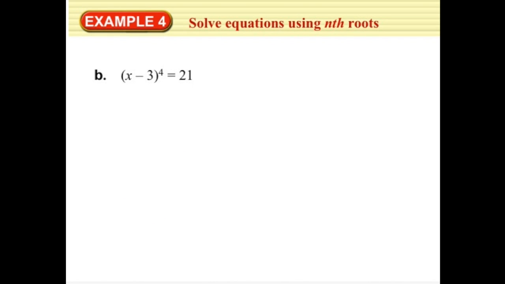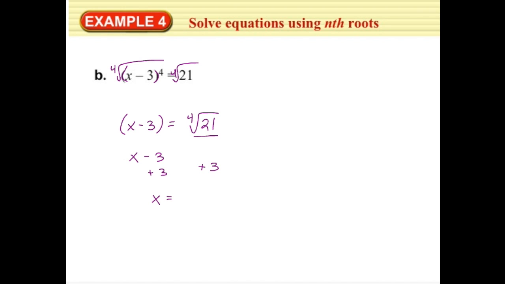Similar scenario, part B, because I have these parentheses, first I need to take the 4th root of both sides. So the 4th root is x minus 3 equals the 4th root of 21. I'm not sure if the 4th root of 21 is an actual whole number, right? I just got that the 5th root of 32 is 2. So I'm not sure if that's actually going to work specifically for me. So this might be something I need to use a calculator for, but I can add 3 to both sides and get x is equal to the 4th root of 21 and then plus 3.